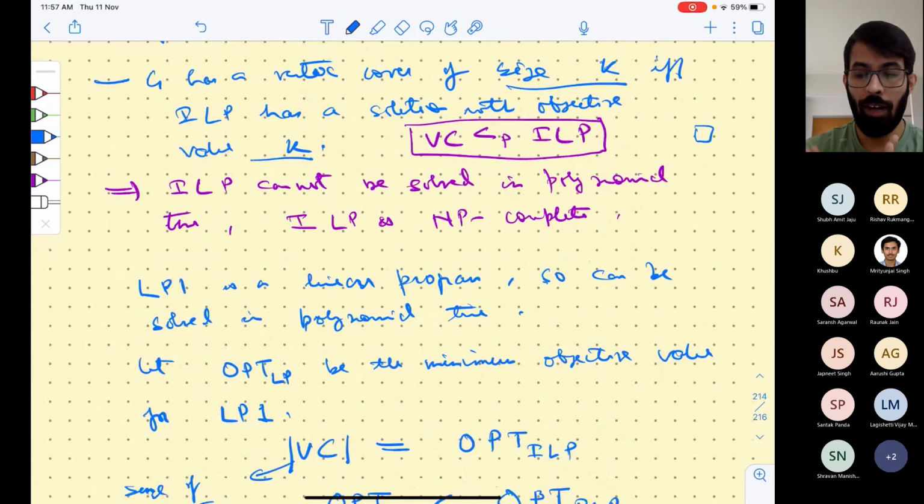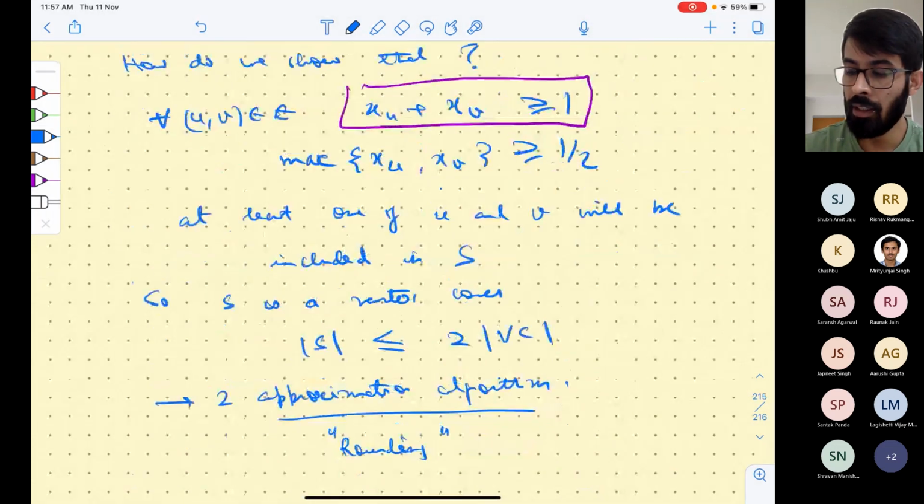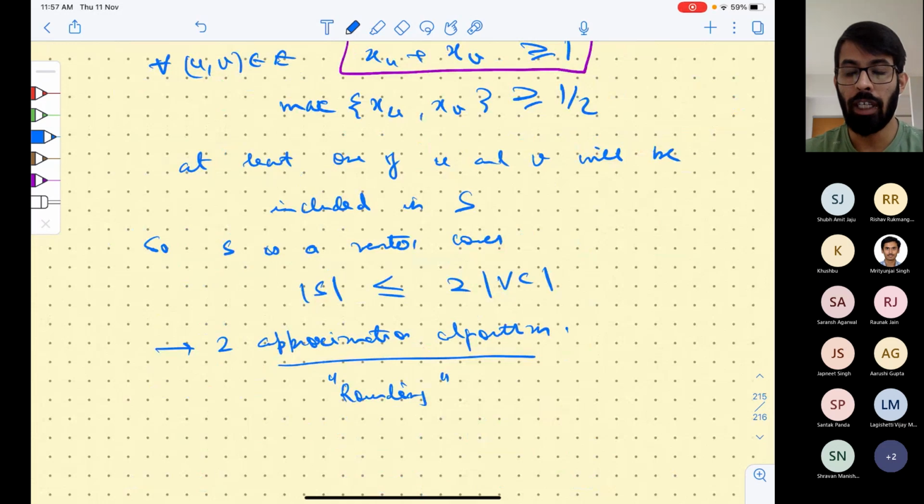So that's all I wanted to do. I've taken more time, but this was the last class, and I wanted to introduce you to these LP formulations of some graph problems as well, which is actually a very, very useful technique. So any questions about this?